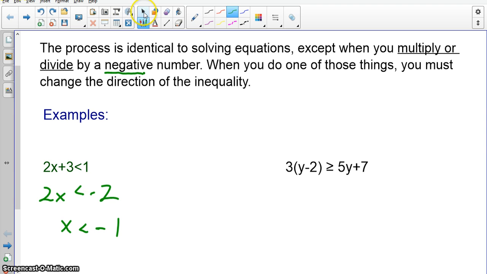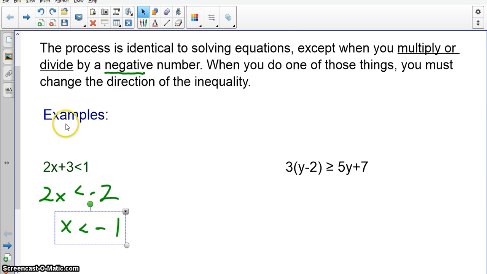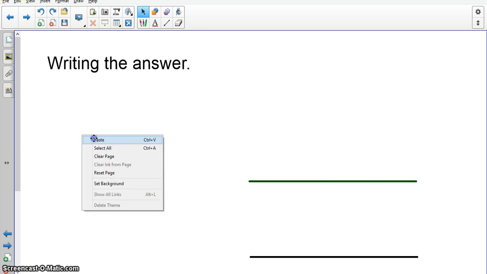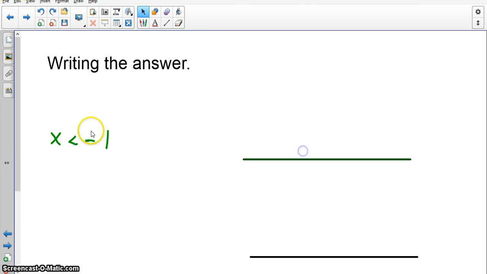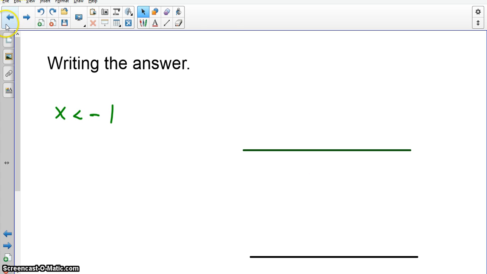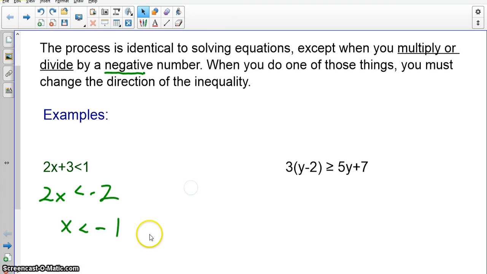And so I'm going to copy that and paste it over here, because we're going to talk about in a second how to write the answer. Well, one way to write the answer is this right here. And then there are 2 other ways. And I'll show you what I mean by that. Okay, so there you go. So x is less than negative 1. So no matter what, x has to be less than negative 1. So that's the solution to the inequality. Let's do this one.